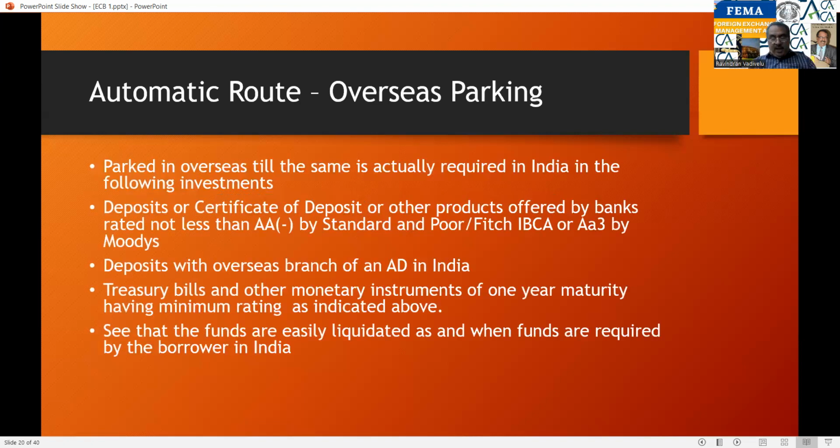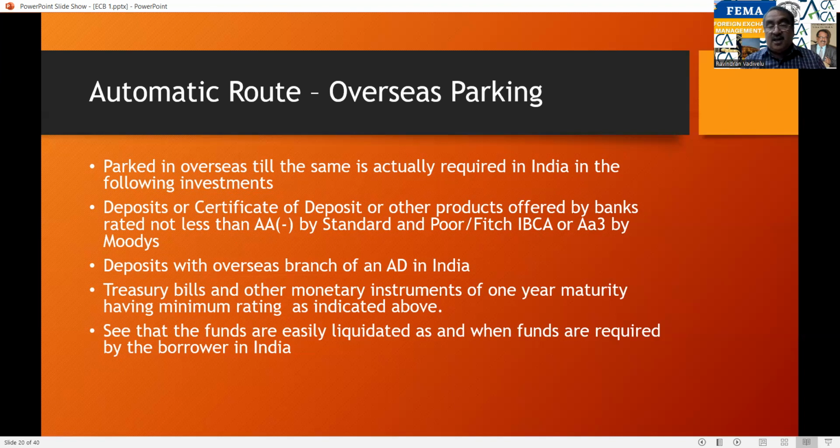Sometimes you have applied for the ECB. ECB has been sanctioned, but the purpose for which it has to be used is still pending. So there will be a delay in usage of ECB. So the borrower can park the funds overseas. Still, the same is actually required in India, and the following investments are permitted.